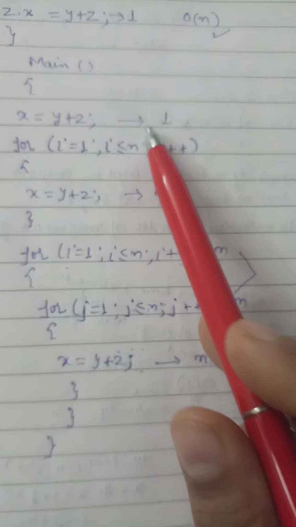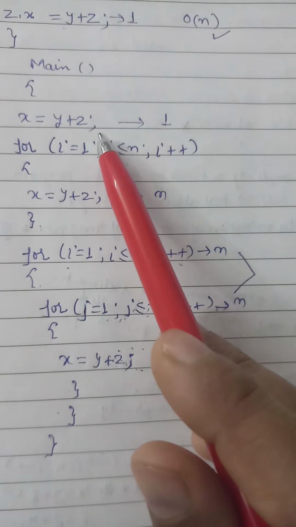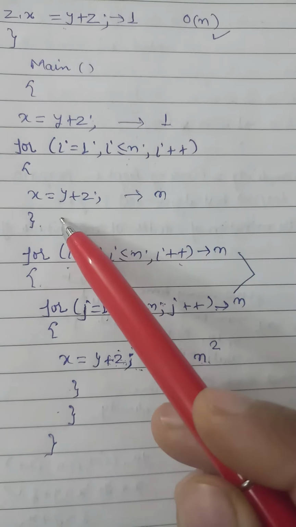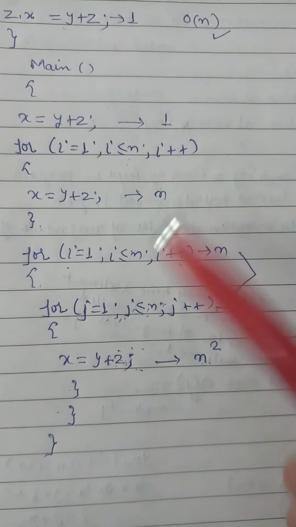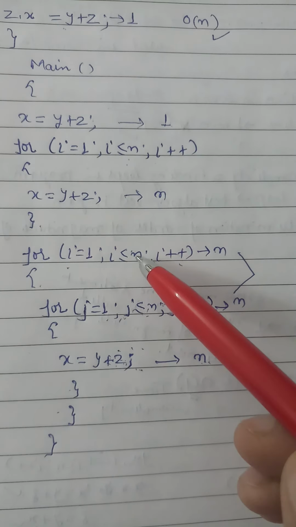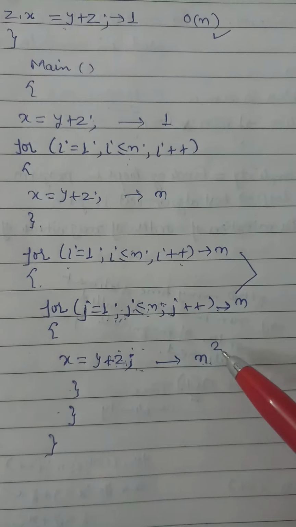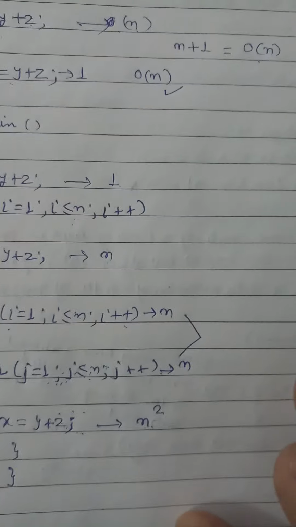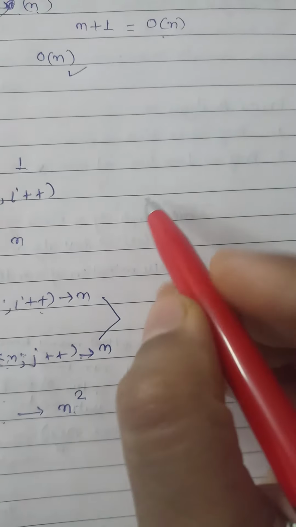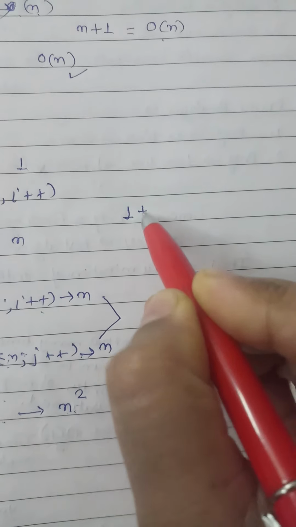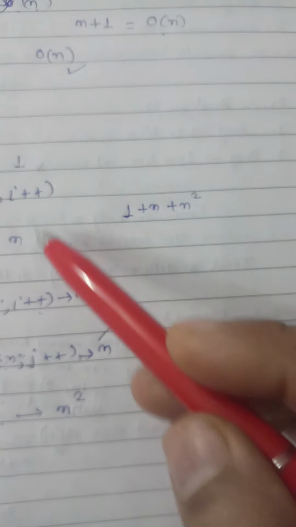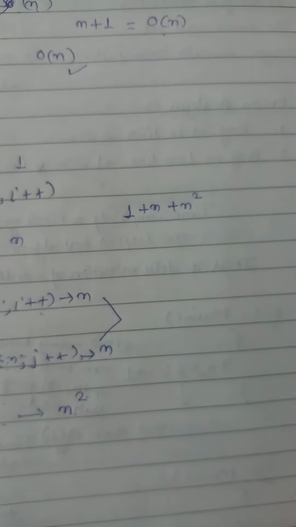So we have three statements in this program. One is outside the loop, so it will run only one time. One is inside this for loop, so it will run n times. And one is inside these two loops, that's why it will run n square times. So what will be the time complexity for this program? 1 plus n plus n square according to these three statements. What will the complexity be?